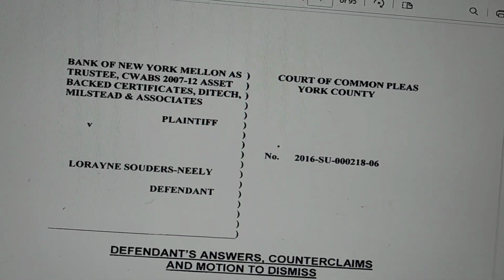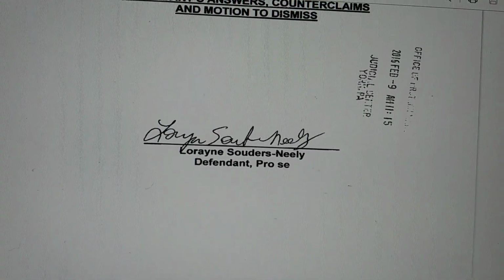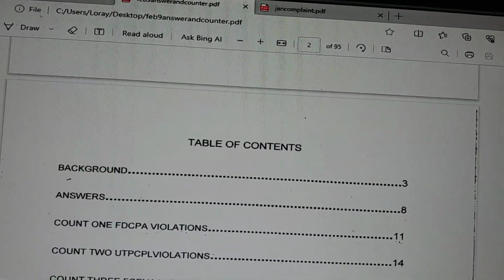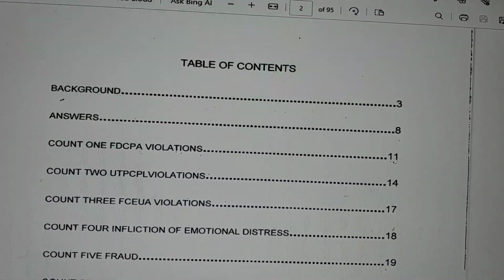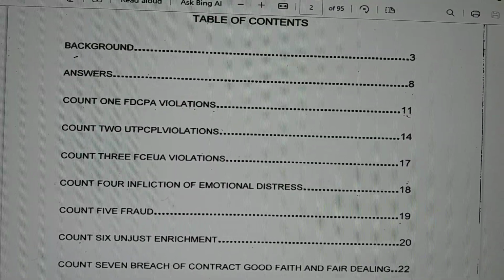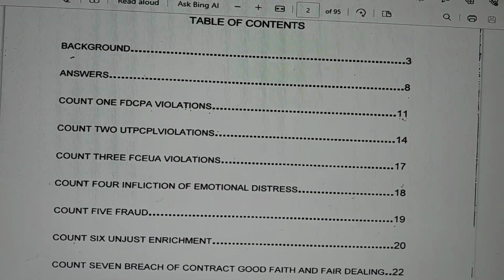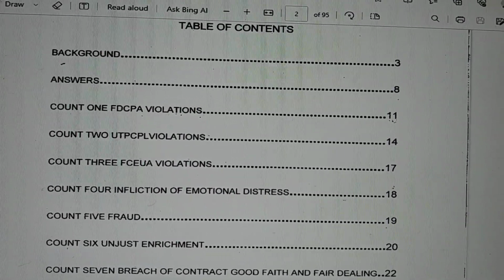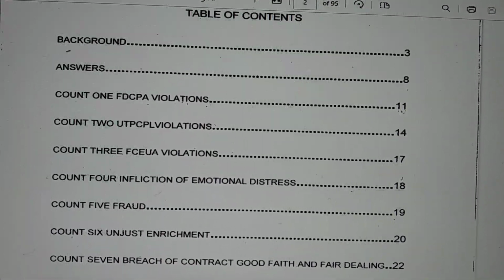You'll see it's called Defendants, Answers, and Counterclaims and Motion to Dismiss. And I signed the front. Now I have a table of contents. With your motions, you want to try to make it as good as you can for the court to read.